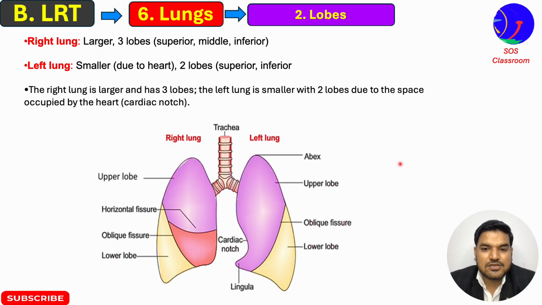Next is the lobes of the lungs. There are three lobes on the right side and two lobes on the left side. On the right side, upper lobe, middle lobe and lower lobe, that is superior, middle and inferior. But there are only two lobes on the left side, upper lobe and lower lobe, that is superior lobe and inferior lobe. The left lung is smaller due to heart position, because the left lung is smaller compared to the right lung because the heart is present on the left side.